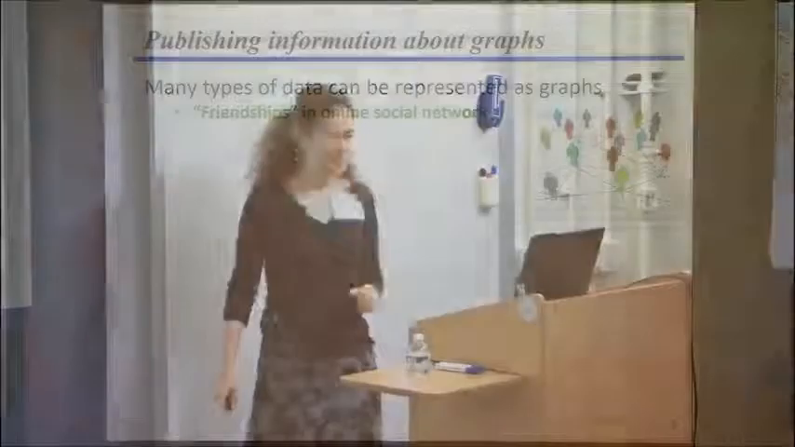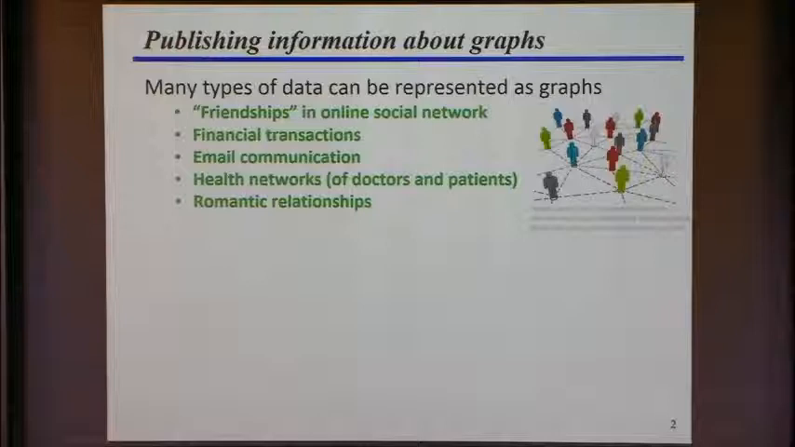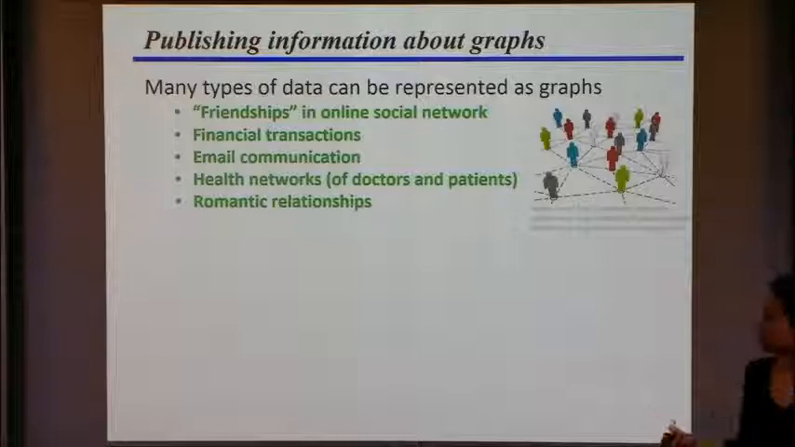Many types of data can be represented as graphs, where nodes correspond to individuals, and edges capture relationships between them. Examples include friendships in online social networks, financial transactions, email communication, health networks, romantic relationships, and so on. For this audience, I don't have to argue that we have to be careful when we publish information about this type of data, as much as we're careful when we're publishing information about other types of data.